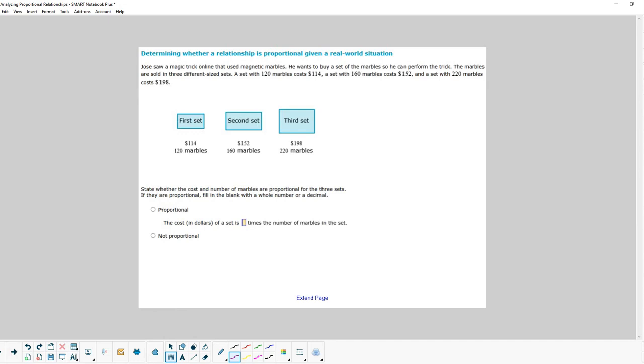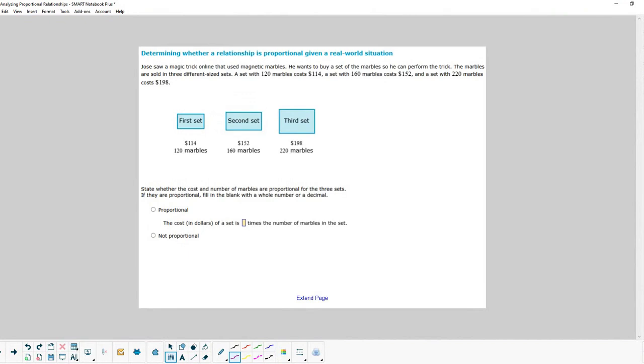Okay. Next, we have Jose, who saw a magic trick online that used magnetic marbles. He wants to buy a set of those marbles so he can perform the trick himself. The marbles are sold in different sized sets. A set of 120 marbles costs $114. A set with 160 marbles costs $152. And a set with 220 marbles costs $188.